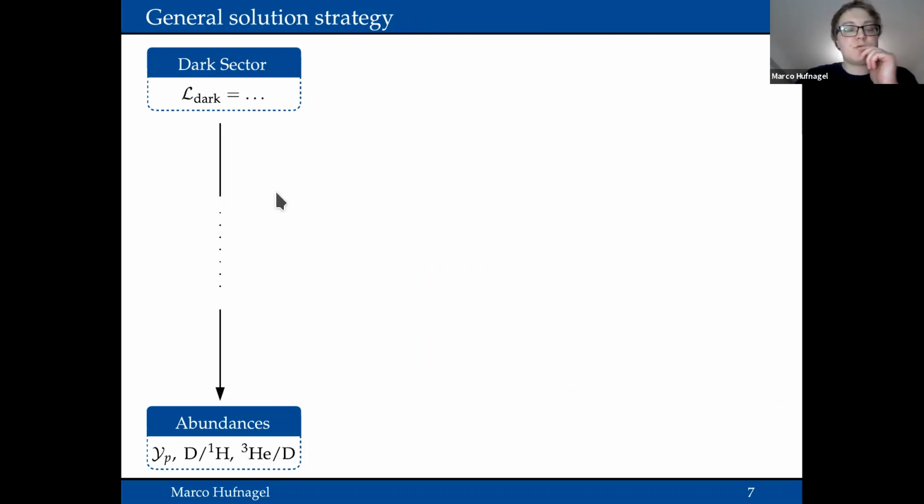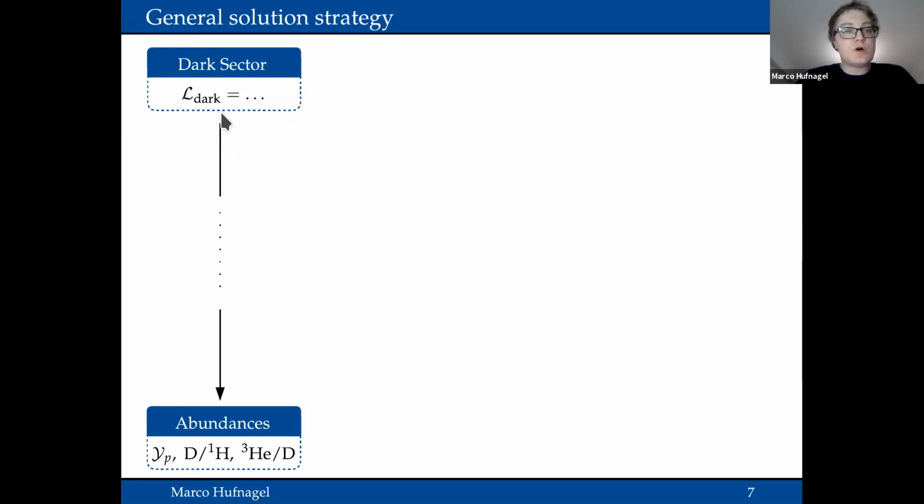So ultimately, what we want to do is we want to start from here, with a certain Lagrangian with certain parameters, and for each parameter combination, we want to calculate the abundances in the end. And then depending on whether these abundances match the observation, we can deem a certain parameter combination excluded or allowed. And therefore, we can then derive constraints in different parameter planes for this Lagrangian.